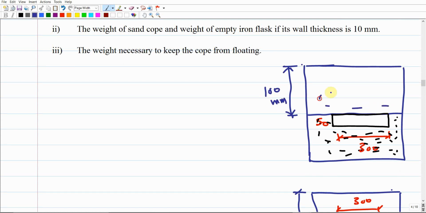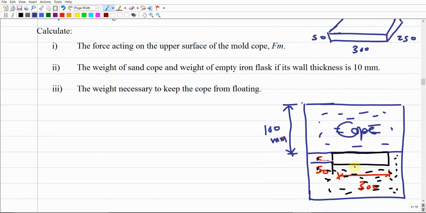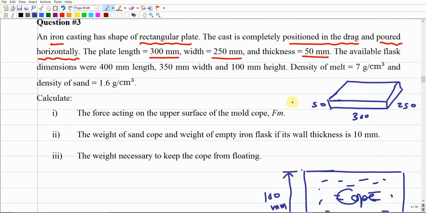Make sense? And all of this is just sand. This is going to be the coupe that we are talking about here, and this is going to be 350 millimeter. So this is the drawing, the graphical representation of this problem, of this data. And he gave us here the mass density of the mineral equal to 7 gram per centimeter cube, and the mass density of the sand is given by 1.6 gram per centimeter cube.